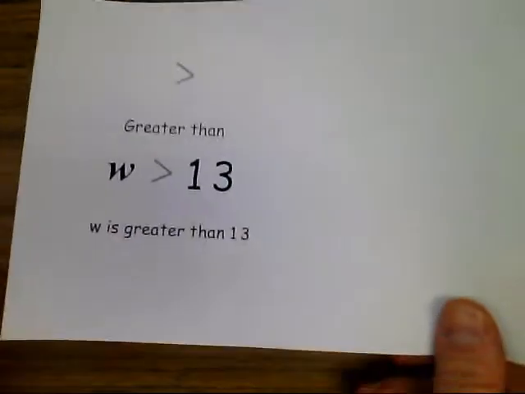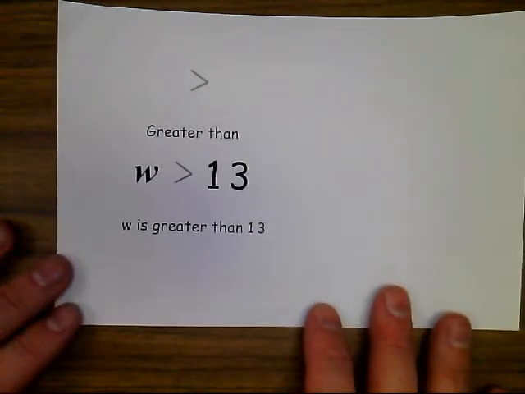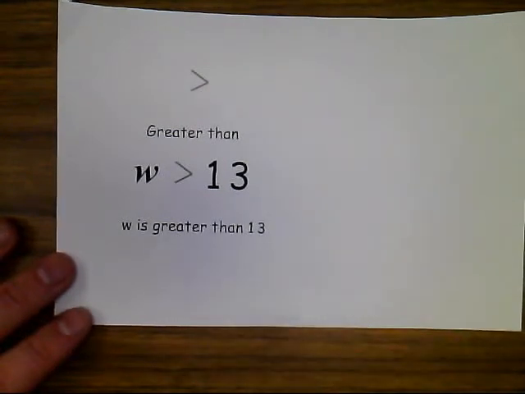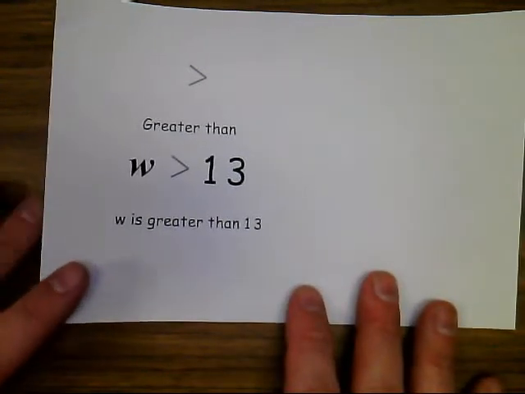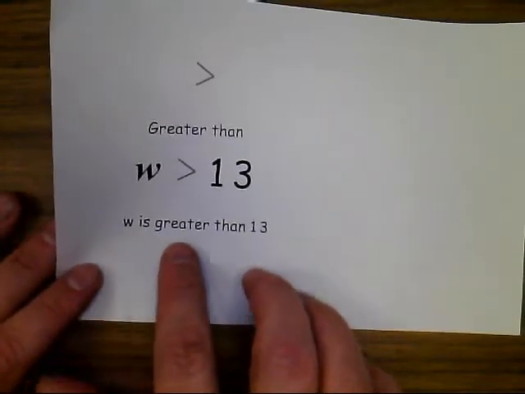Its partner would be greater than, and this symbol right here shows w is greater than 13. Again, not w greater than 13. That would indicate addition, but what we're trying to do is write it as an inequality. We'll use the word is. W is greater than. You'll recall the word is usually means equal, so that should be your hint to let you know that that's an inequality.